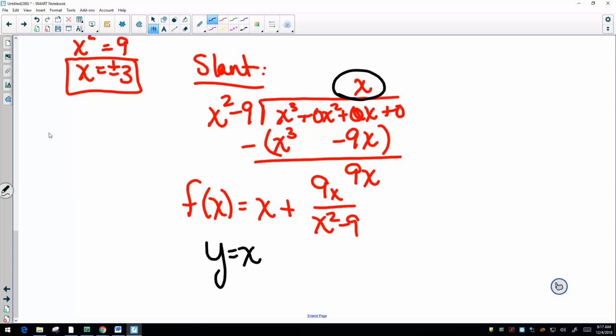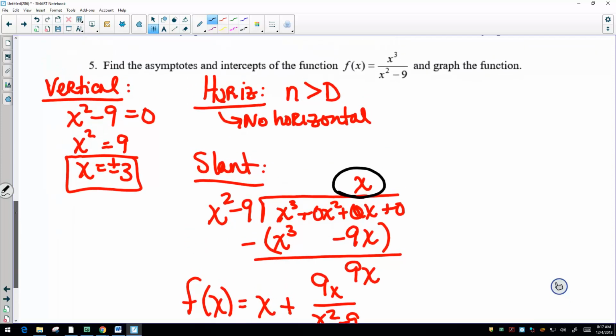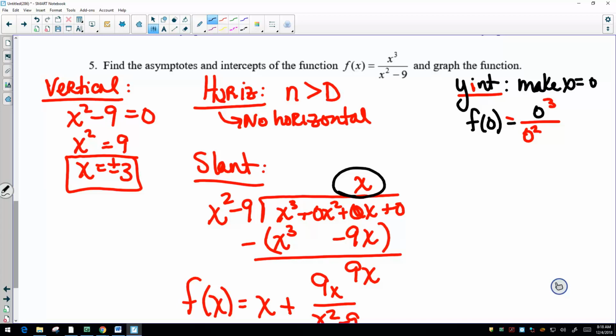They also wanted us to find intercepts. So again, maybe a little bit more of a review for intercepts, but let's try this again. If we're going to find a y-intercept, we want to think make x equal to 0. So anywhere I see an x, I'm going to make it 0. So that would give me 0 cubed over 0 squared minus 9. And when I solve, this is going to give me 0. So I can say my y-intercept is located at the coordinate 0, 0.